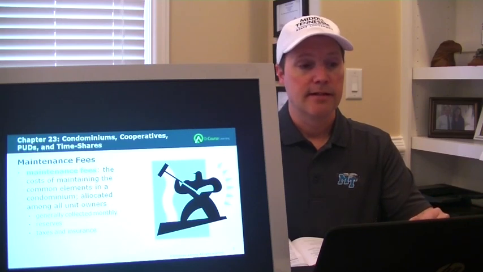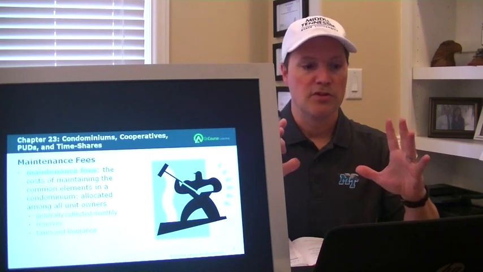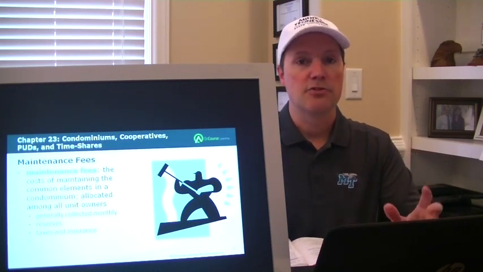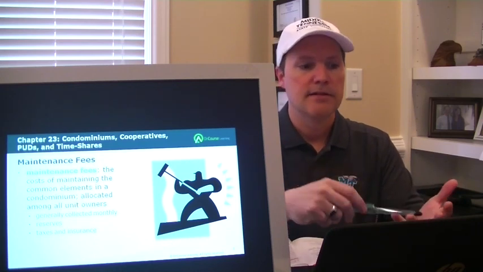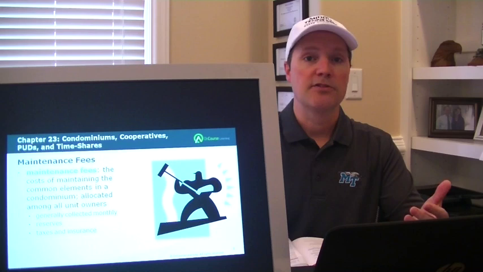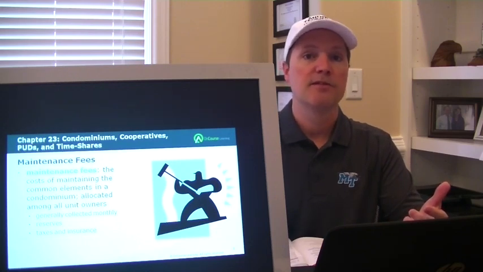Maintenance fees. Okay, so you have a maintenance fee, the cost of maintaining the common elements in a condominium, allocated among unit owners. Generally collected monthly. They go into reserves, and taxes and insurance are usually part of that. One thing they take care of is the roof. Okay, they take care of the windows. A lot of times they'll actually clean the windows on the outside of condominiums for the owners.